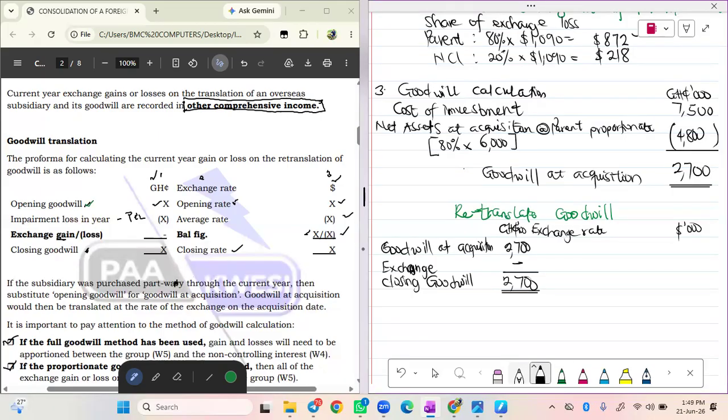Nothing will come here to go to this side. All right. So you translate this closing goodwill using the closing rate. If there was impairment, you retranslate it using the average rate. The goodwill at acquisition will use the acquisition rate.